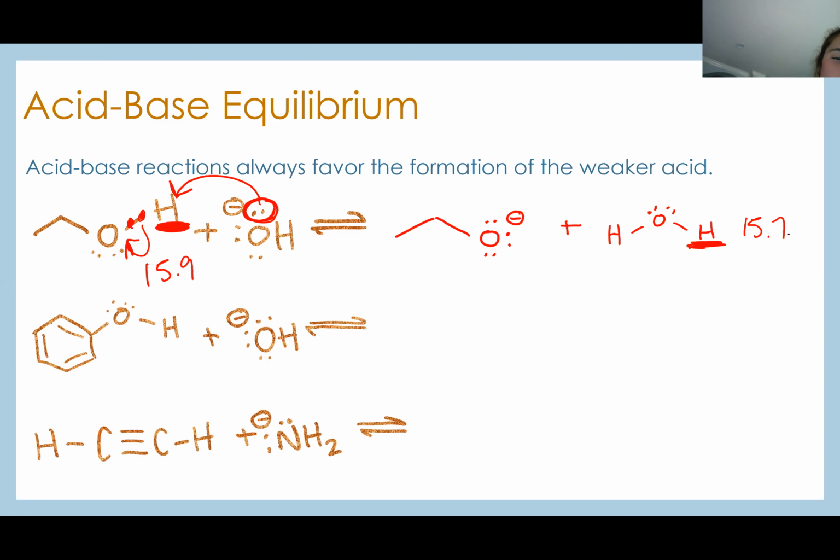Okay. So between ethanol and water, which acid is weaker? Ethanol. Yeah, ethanol is our weaker acid. So which side of this equilibrium is favored? The right side? Well, we favor the weaker acid, and we said that ethanol is the weaker acid. So we're going to favor the reactants.